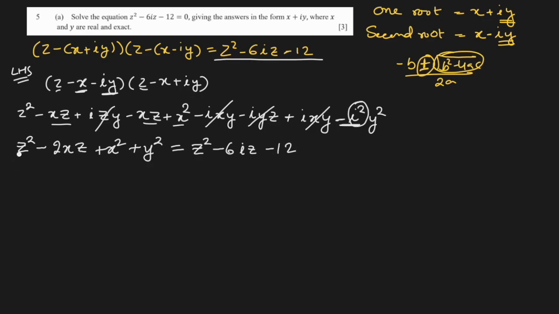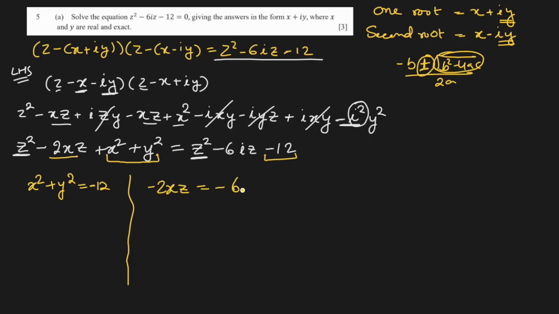Now let's compare. Z square and z square are the same, so we can cancel them. Let's compare the constant part. A and B are constants, and they are equal to minus 12. So x square plus y square equals negative 12. That's our one equation. Second, minus 2xz equals negative 6iz.